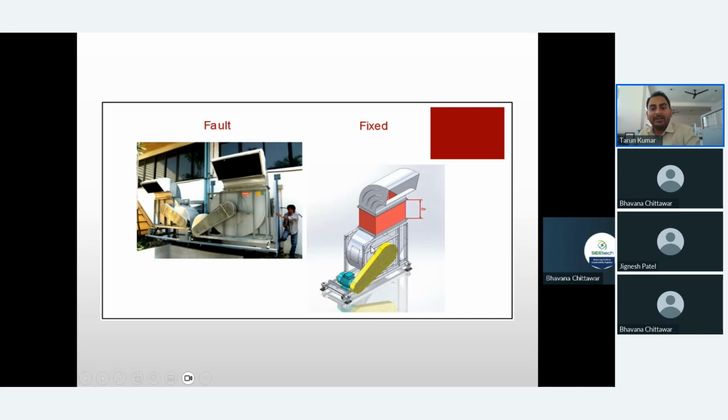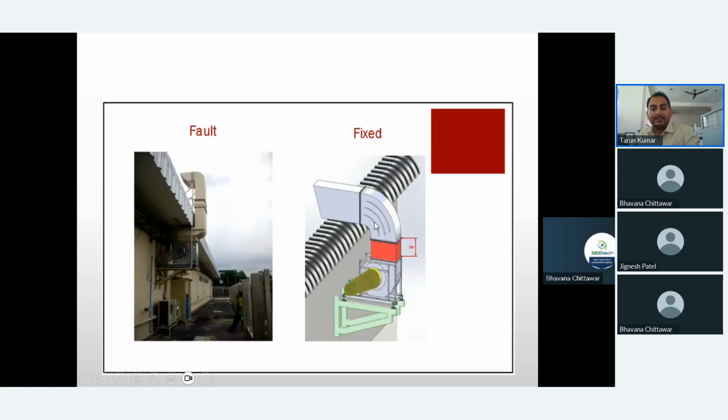Whenever you are putting in the fan, between the duct and the fan there should always be a flexible connection, and the duct should also be straight for a certain distance. You can see the photograph over here. This photograph clearly shows that direct back pressure is generated over the fan.